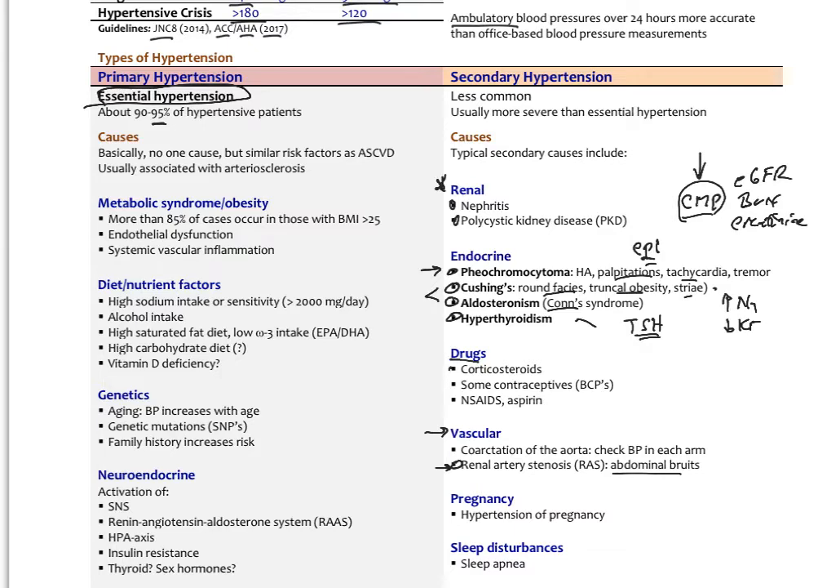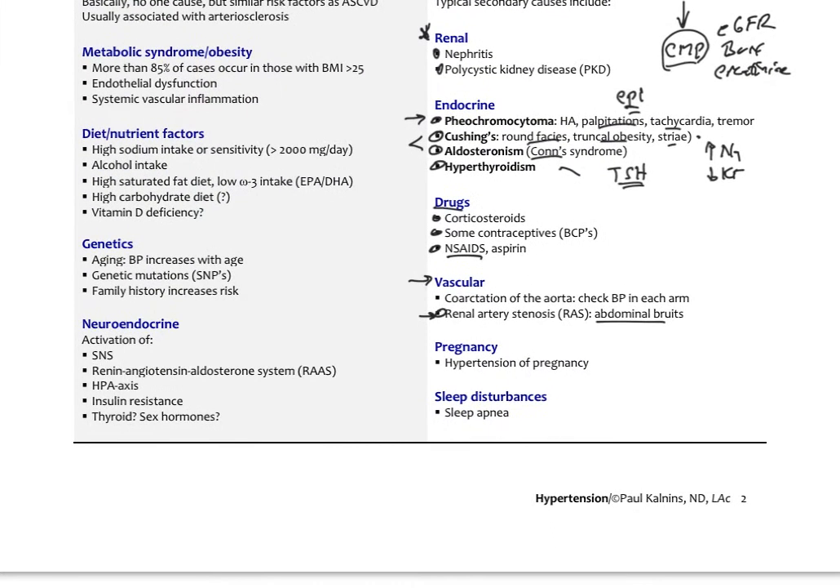Taking different drugs like corticosteroids, some contraceptives, NSAIDs, aspirin. Aspirin's a problem on the kidney. So over time, aspirin will actually cause kidney damage because it constricts the little blood vessels going into the kidneys. And some NSAIDs will do this as well, chronic ibuprofen and so forth. Tylenol doesn't seem to have the same effect there on the kidneys, but it can affect the liver. So going through the patient's drug history to see if they're taking anything that might be raising their blood pressure.